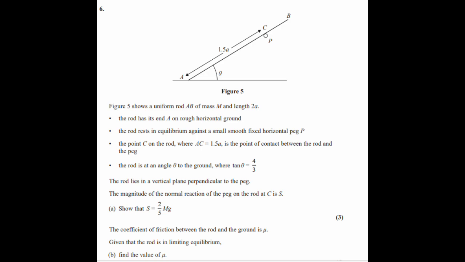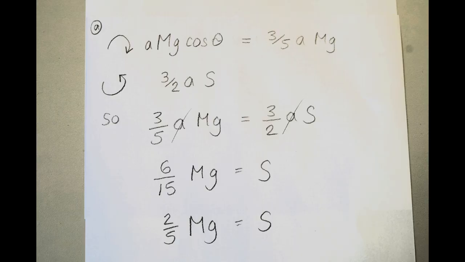The question is calling Rp S. So to find an equation involving S, or what we'd been calling Rp, we can take moments about A. So clockwise moments, then anti-clockwise moments. As the system isn't moving, these equal each other. When we work this through, we show what's required: 2/5 mg equals S. S being what we were calling Rp.